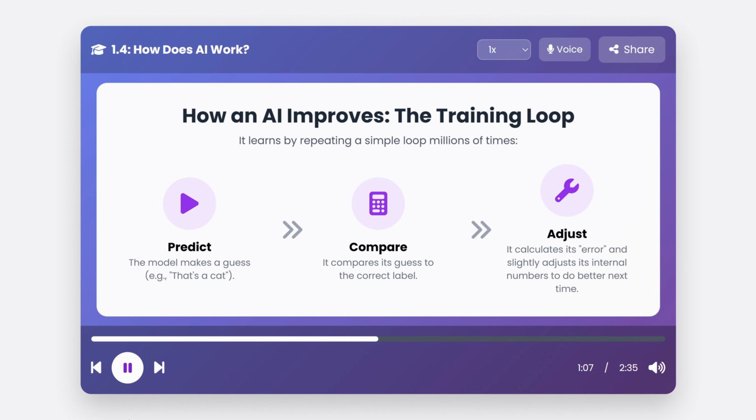So, how does the AI actually learn and improve during training? It uses a feedback loop that it repeats millions, or even billions, of times. First, the model makes a prediction on a piece of data. Second, it compares its prediction to the correct label to see if it was right or wrong. Third, it calculates how big its error was and uses that information to make tiny adjustments to its internal mathematics, with the goal of being slightly more accurate on the next try. This predict, compare, adjust loop is the heart of machine learning.